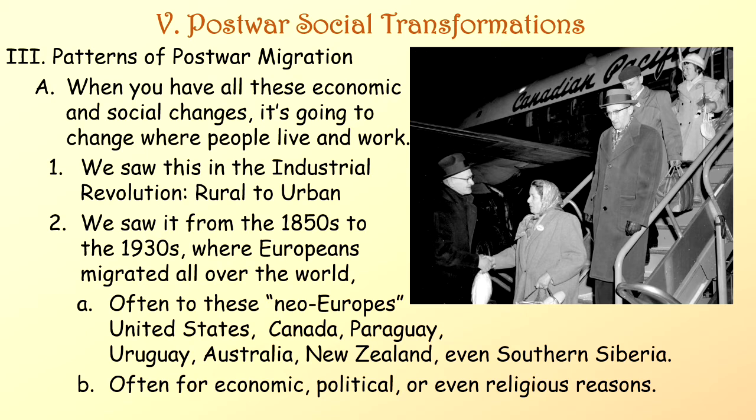The patterns of post-war migration. When you have all these economic and social changes, it's going to change where people live and work. We saw this in the Industrial Revolution, rural to urban. We saw it from the 1850s to the 1930s, where Europeans migrated all over the world, often to these neo-Europes, the United States, Canada, Paraguay, Uruguay, Australia, New Zealand, even southern Siberia, often for economic, political, or even religious reasons.